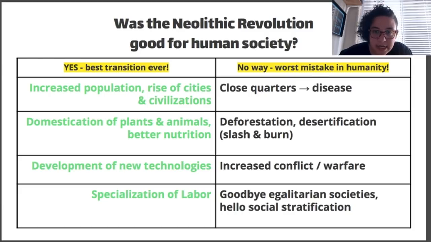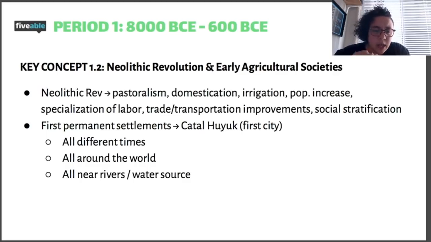So a few more things in key concept 1.2. This is just the idea of first permanent settlements. One of the very first cities that we know about is actually called Catalhayuk. Although cities are kind of interesting because they do appear at different times. Whenever a society is developing agriculture, you'll see cities right after. But there are cities all around the world. All of them, though, are generally near rivers or some type of water source. And that's for obvious reasons. Farming takes water. Even if you're irrigating the water, it's still a lot easier to live a lot closer to it.